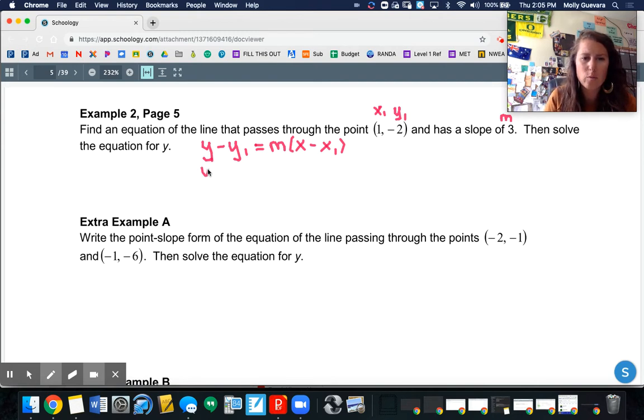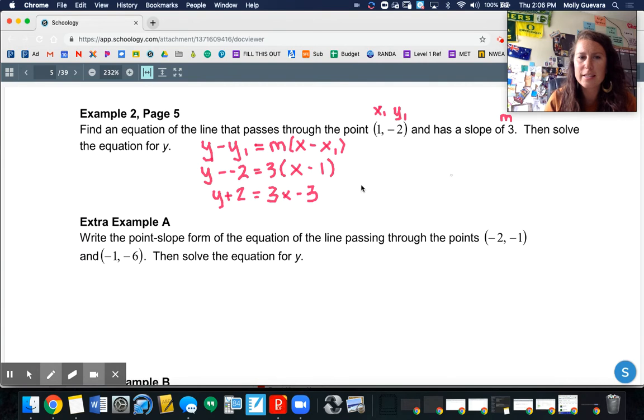So I'm just going to plug in my values. So let's see here. We have y minus, well, my y1 is -2. I have a double negative there. That's okay. My m is 3, so 3. And then x minus, and then my x1 is 1. Okay, so I'm just going to start simplifying here. I have y plus 2 now equals, and I can distribute this 3. So 3 times x is 3x, and then 3 times -1 is -3.